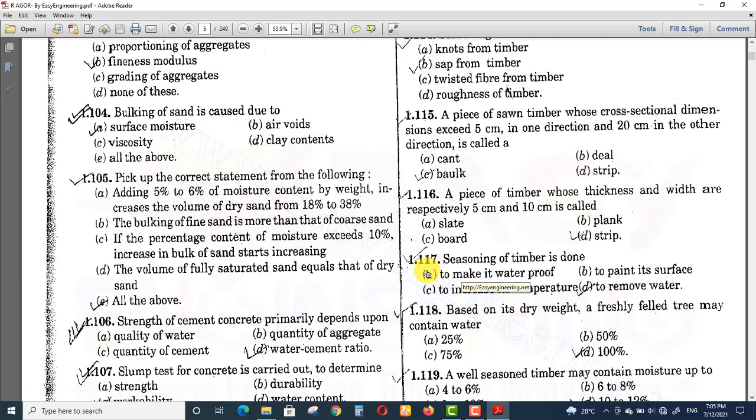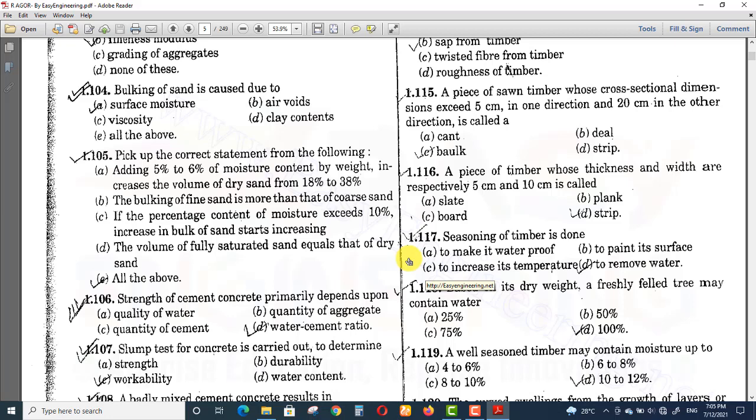The next question is 117. Seasoning of timber is done. Again, there are actually a lot of questions related to seasoning. So I guess the topic of seasoning is a bit important in timbers. So, seasoning of timber is done to make it waterproof. It's wrong. If you want to make the wood waterproof, we paint the timber or wood to make it waterproof, not seasoning. To paint its surface, again it's wrong. To increase its temperature is wrong too.